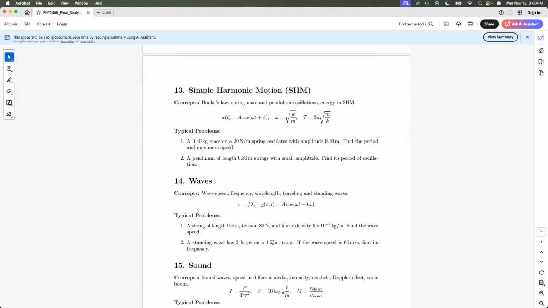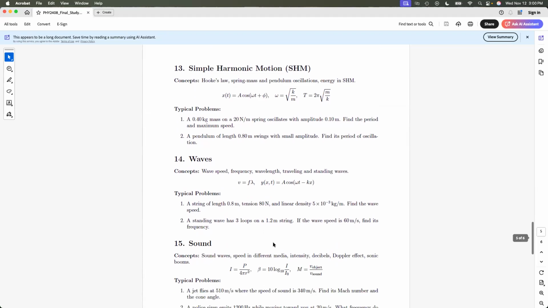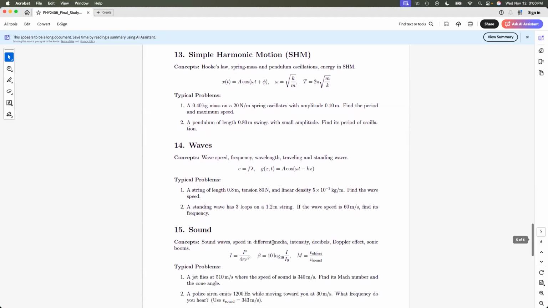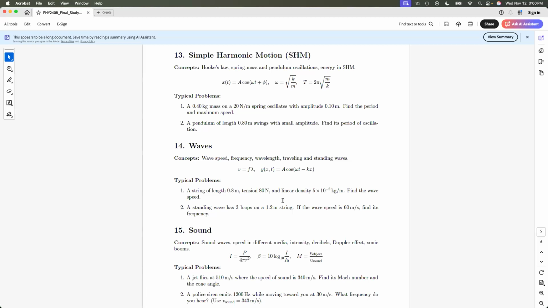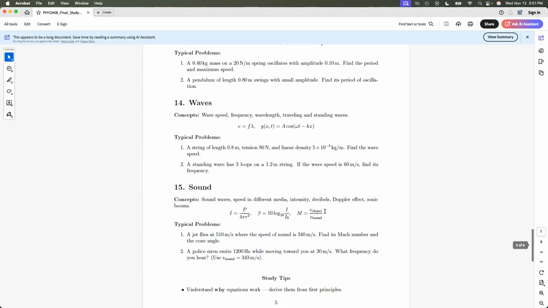Then all the stuff we did with waves, there's really not much we can do with waves. Mostly it's just here's a wave in formula form, pick out all the parameters. We did have the stuff with a guitar string, the formula for that relates the wave speed with the tension and the linear density. Know how to use that formula.